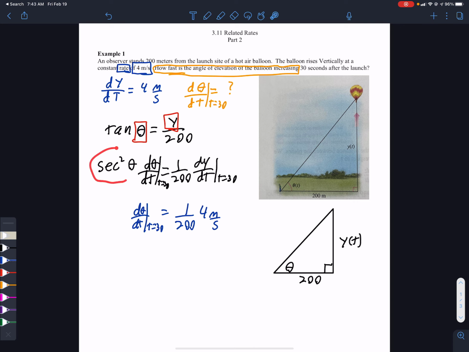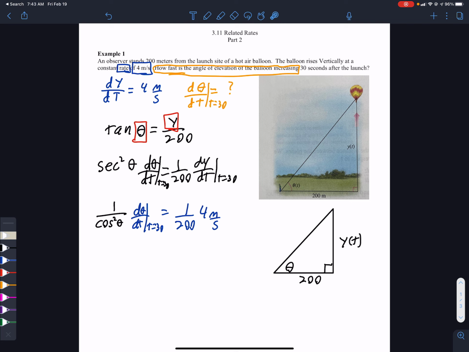Here's the tricky part. What is secant squared of theta? How are we going to get that? Well, secant squared is 1 over cosine squared, so I'll write it as 1 over cosine squared theta. But what's the cosine of this angle? How am I going to find that? Well, cosine is adjacent over hypotenuse. I don't know the hypotenuse. What am I going to do?